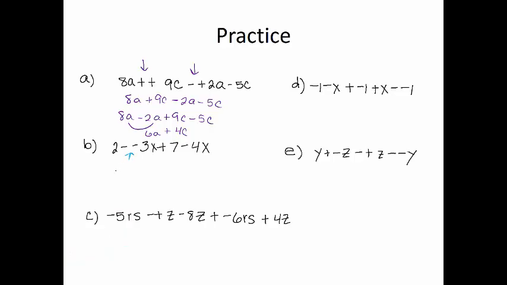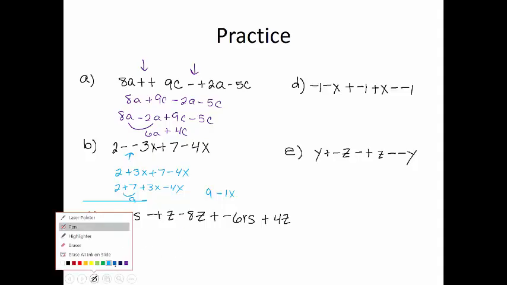Right, next one. Get rid of that double sign, so we have 2 plus 3x plus 7 take away 4x. Now let's group them together: 2 plus 7, and then 3x and 4x. 2 plus 7 is 9, and here we have more negatives for the x's, and we have 1 more x, so 9 take away an x.